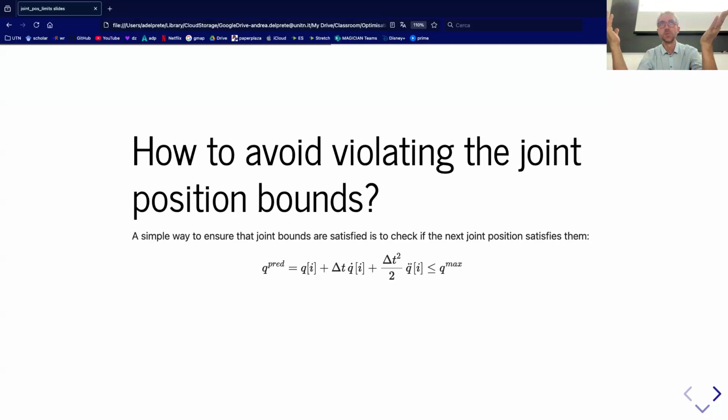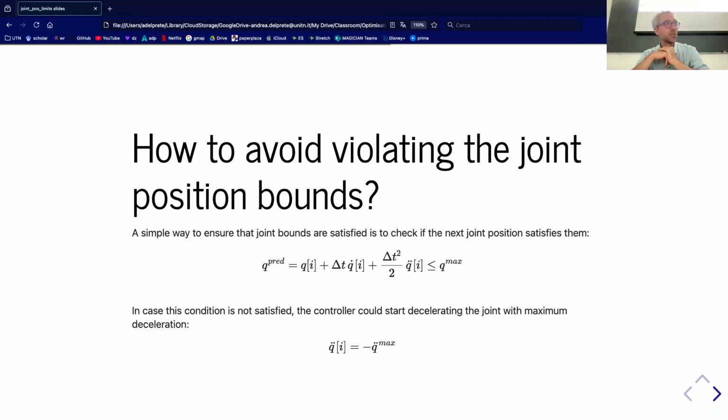What is a very reasonable choice for the acceleration if you detect that you have this risk of hitting the joint limit? Even better? Minus q double dot max. Yeah. Well, if you see that there is a wall in front of you and you risk bumping into it, you brake. Okay, so you decelerate as fast as you can.